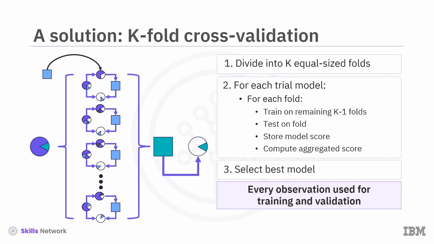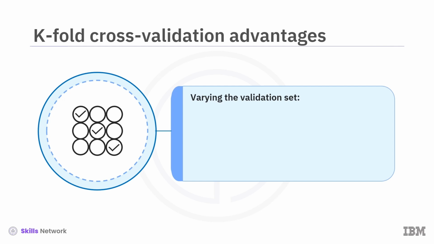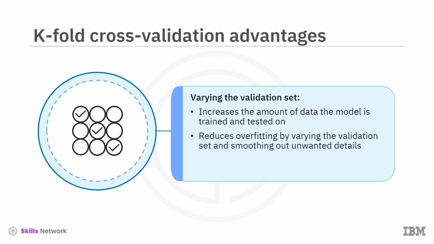Varying the validation set has several benefits. It greatly increases the data on which the model trains and tests. It reduces overfitting because it smooths out unwanted details that are particular to a chosen training subset. Consequently, it improves your ability to evaluate how well your model will generalize to unseen data.